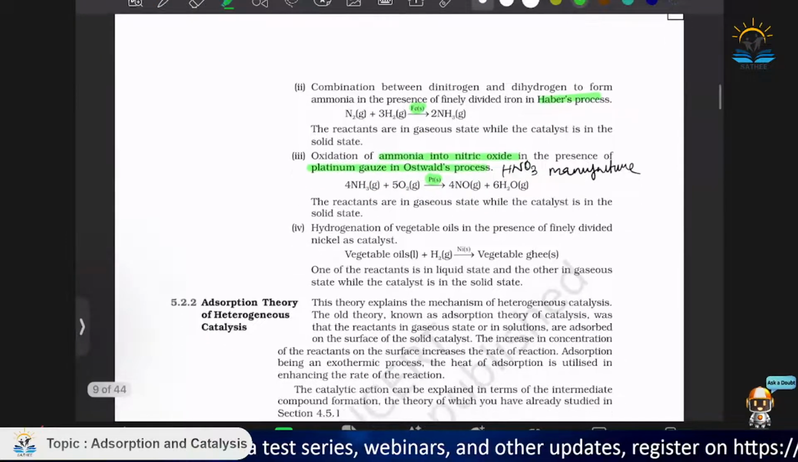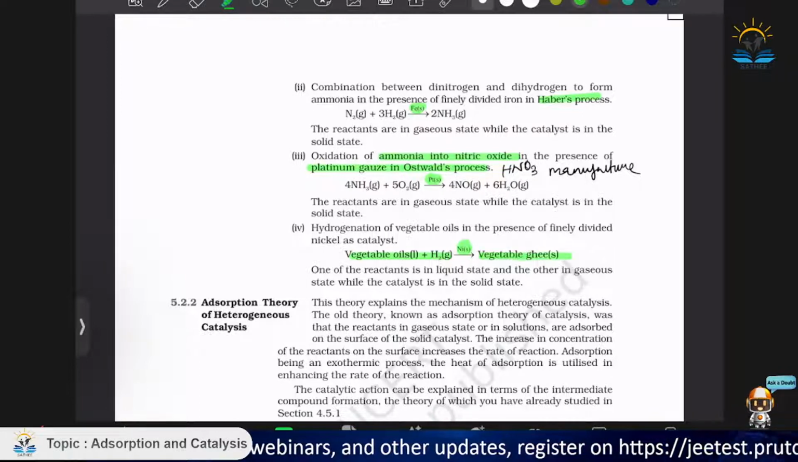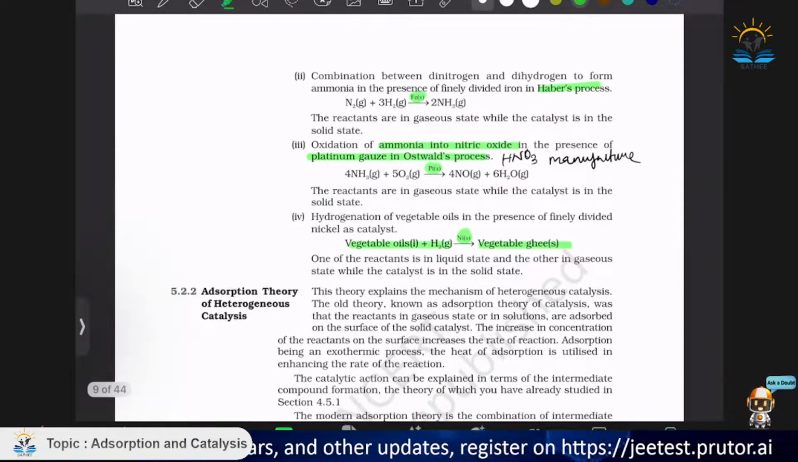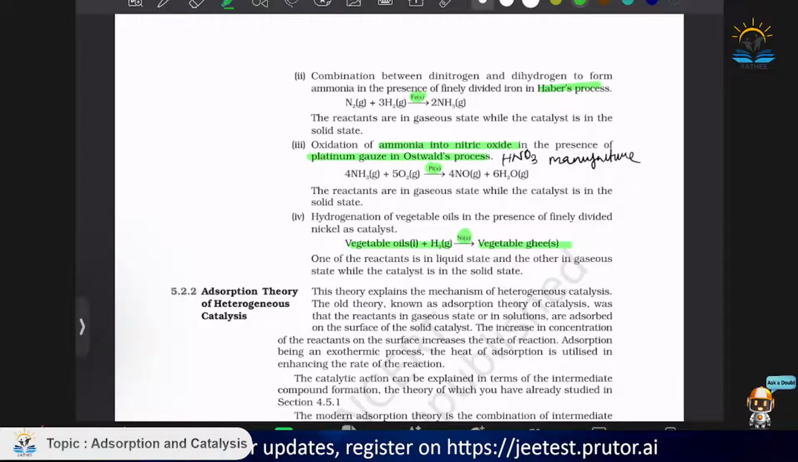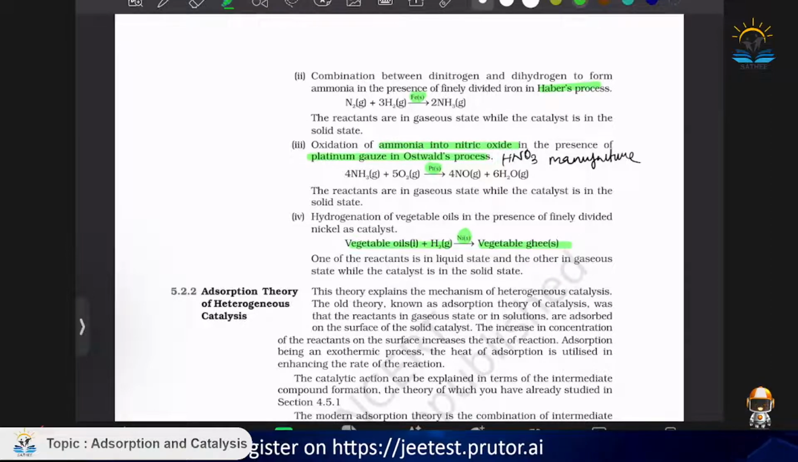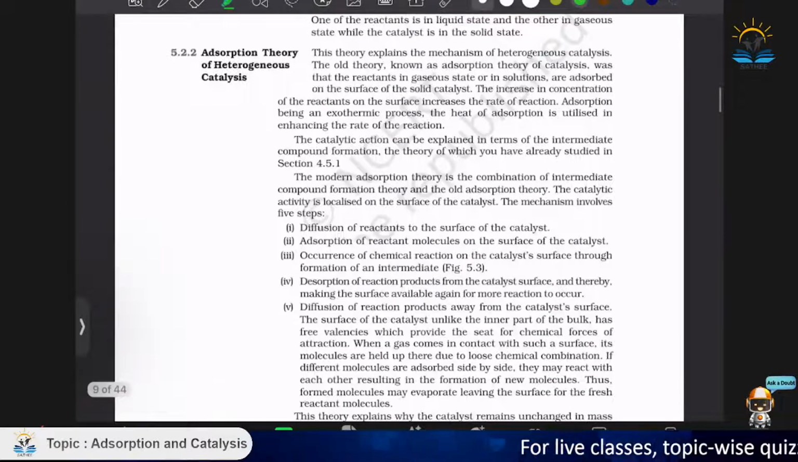One more heterogeneous catalysis is vegetable oils. Nickel solid is catalyzing the hydrogenation of vegetable oil into vegetable ghee. So we have covered the example of both homogeneous and heterogeneous catalysis. The point of interest here is the heterogeneous catalysis because it can be explained by adsorption. So here we come to the adsorption theory of heterogeneous catalysis.